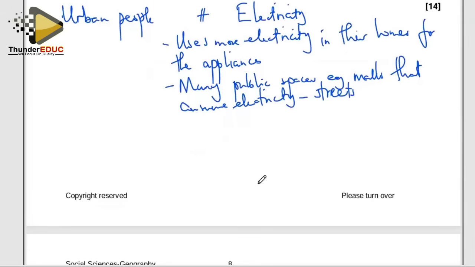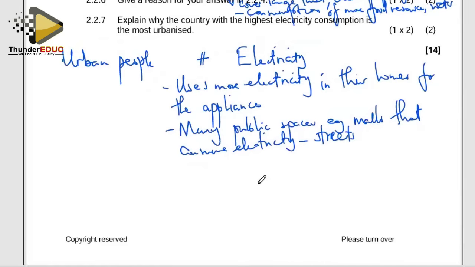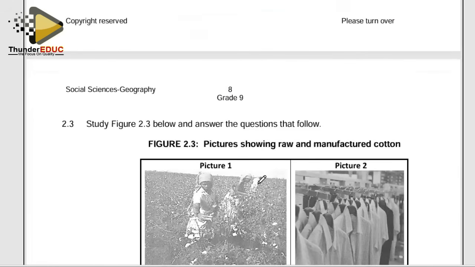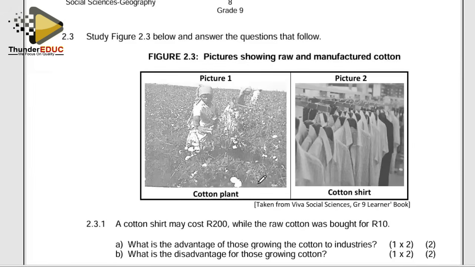So basically, that's the picture of what you must explain there. You are relating the increase in the number of people to the increase in the consumption of electricity in the urban areas. Right, taking it to number 2.3, study Fig 2.3 below and answer the questions that follow. Fig 2.3, pictures showing raw and manufactured cotton. Now you can see the cotton plant and you can see now the cotton shirt. Right.